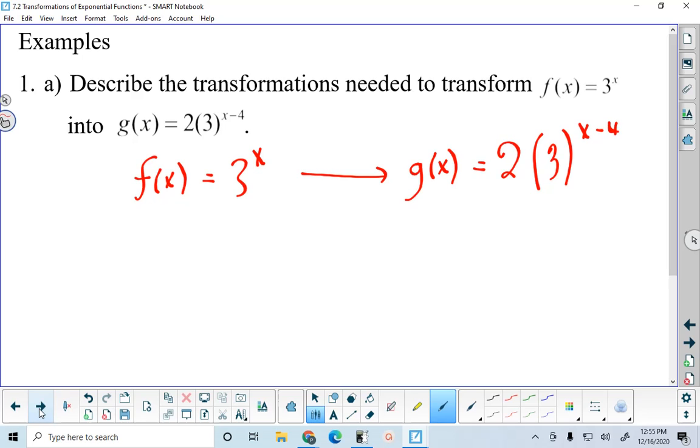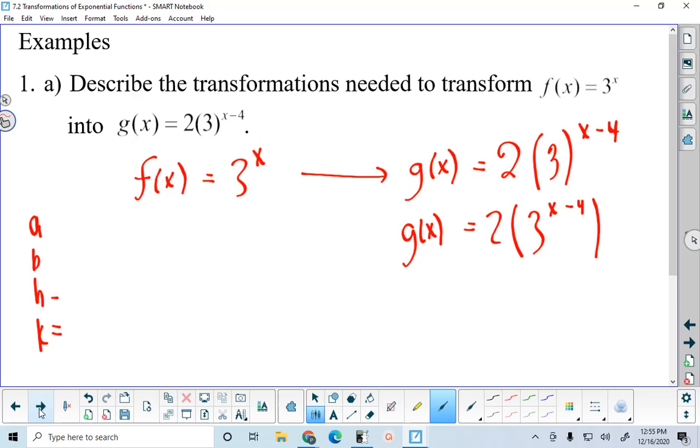And I could write that as g of x equals 2 multiplied by 3 to the x minus 4 by putting the x minus 4 in brackets with, inside of the brackets with the 3. It doesn't matter. It's not relevant because 3 is a monomial. I would like everybody to take a second here and write the values of a, b, h, and k as they pertain to transformations.